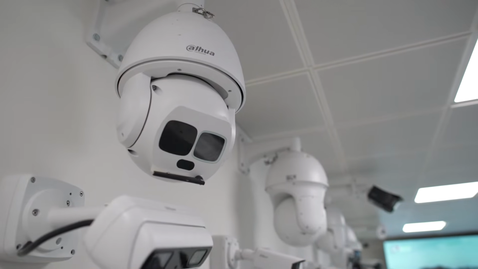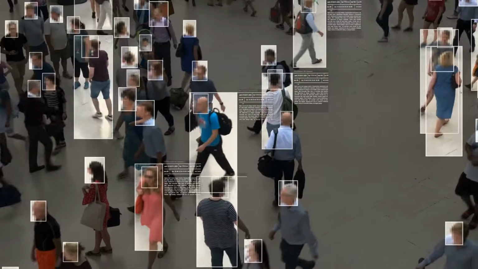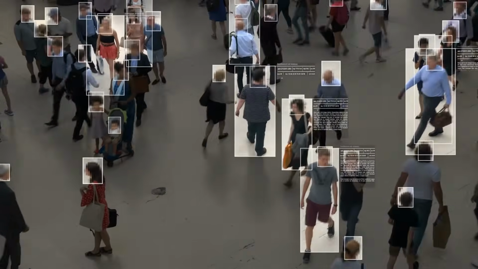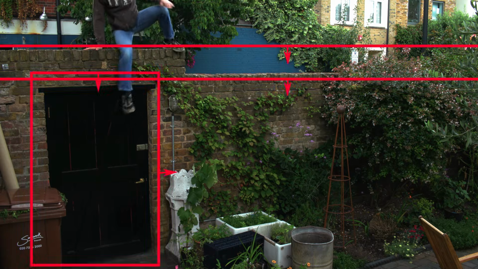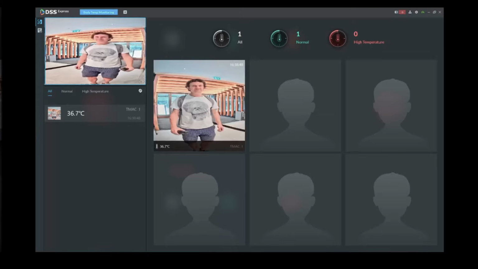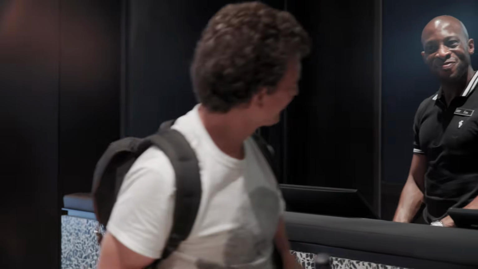AI CCTV uses artificial intelligence to automatically identify what's happening in CCTV video footage, allowing users to create rule-based actions linked to specific scenarios. For example, a rule that alerts you if a human is detected outside your property after 10 p.m., or a rule that says if specific person X is identified, let them into your property.